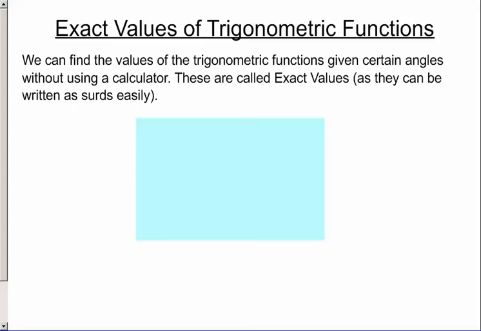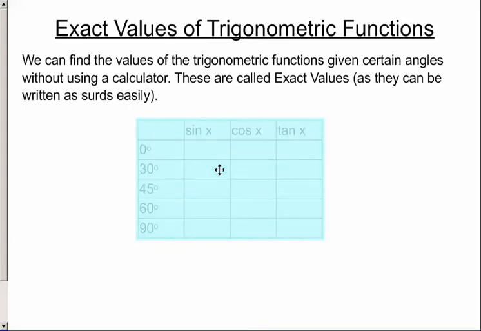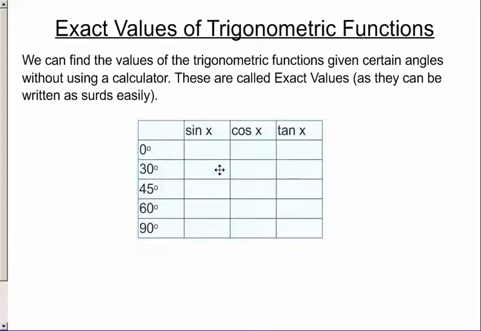In this video, we're going to look at finding the exact values of some trigonometric functions. And we can do that for some specific angles to go into sine, cos and tan. We can do this without a calculator, and they are going to be in terms of surds or just fractions. And the values we can find are the ones given in this table here: 0, 30, 45, 60 and 90 degrees for sine, cos and tan.